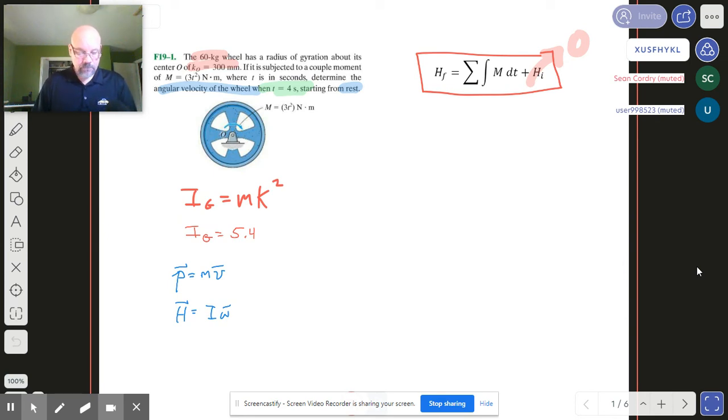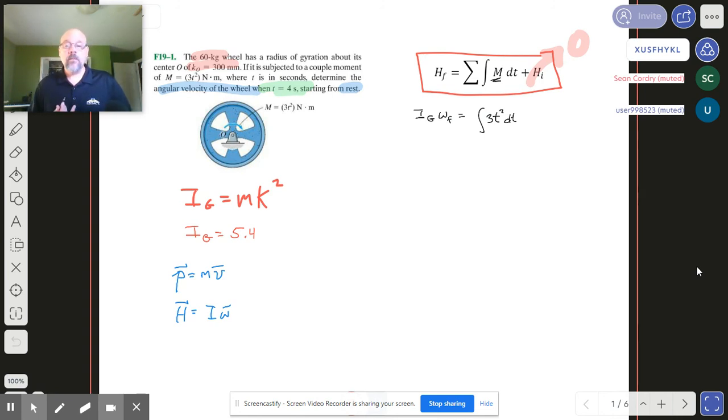Okay, let's bang this out here. So H_F is going to become I_G omega final. And the only moment we have is the one that's given to us there, which is 3t squared. And so if we substitute in there, we've got 3t squared. Whoa, not sure what happened there. My brain got ahead of my pencil or something. So we have that right there.